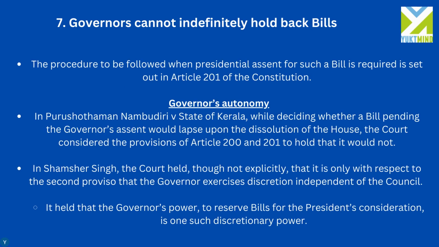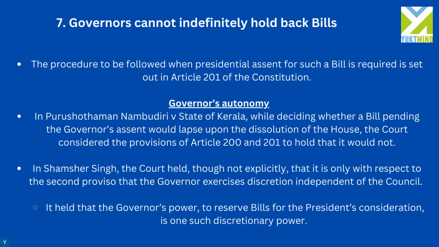The procedure to be followed when presidential assent for such a bill is required is set out in Article 201 of the Constitution. Now, governor's autonomy. In Purushothaman Namudri versus State of Kerala, while deciding whether a bill pending the governor's assent would lapse upon the dissolution of the House, the court considered the provisions of Article 200 and 201 to hold that it will not lapse.